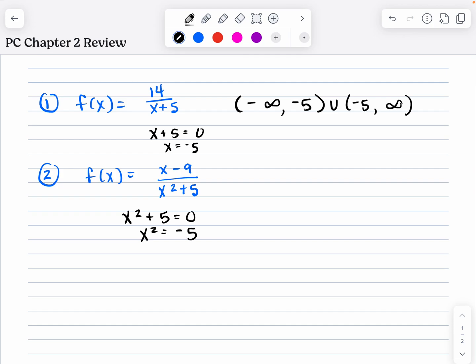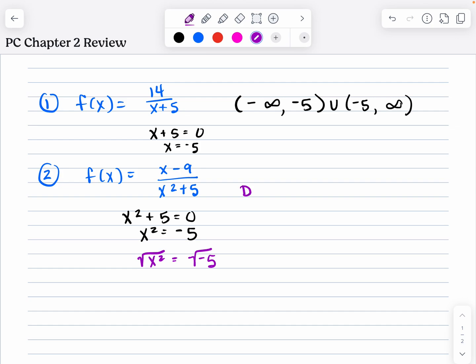But the problem here is if I actually tried to solve it and went to take the square root of both sides, I'm taking the square root of a negative number, which I know in a real plane is not possible, right? That's going to give me the square root of 5i. So this one, the denominator is never 0. So if the denominator is never 0, then I don't have an exclusion like I did on number one.